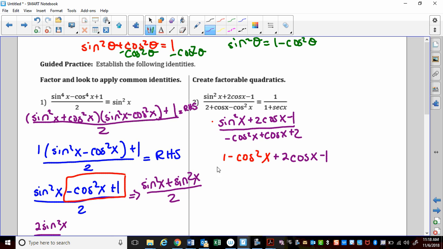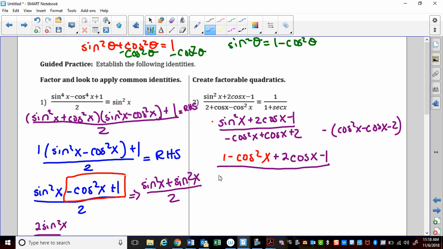And then the denominator I rewrote so I could factor it. So if I pull out a negative, this is going to be cosine squared minus cosine minus 2, right? Everything changes sign. So this one is now positive, negative, negative. We really want our first term to be positive, though. That's why I factored out the negative sign. If you don't, that's fine.